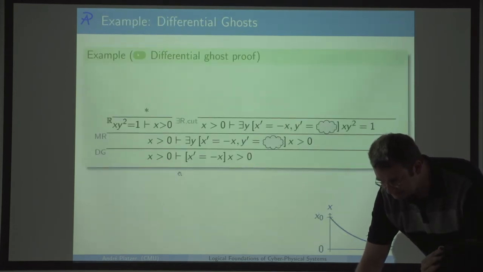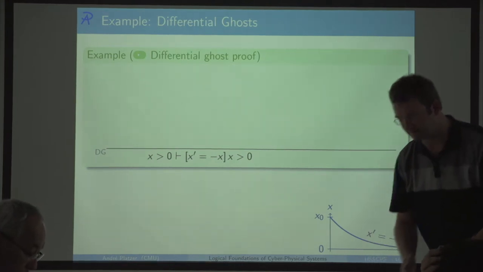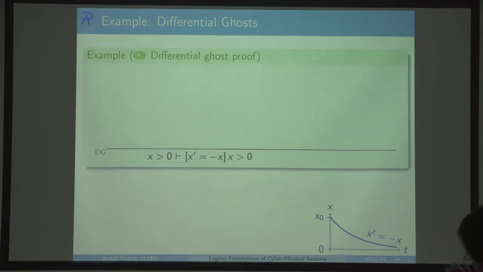In fact, this one is too cute to skip. Differential ghosts. Here's a simple example. If x is positive, it will stay positive along the x prime equals minus x dynamics. But the problem is the trend is bad, right? It looks like it's going down. It looks like, if you do the trend analysis, that it might ultimately go negative.